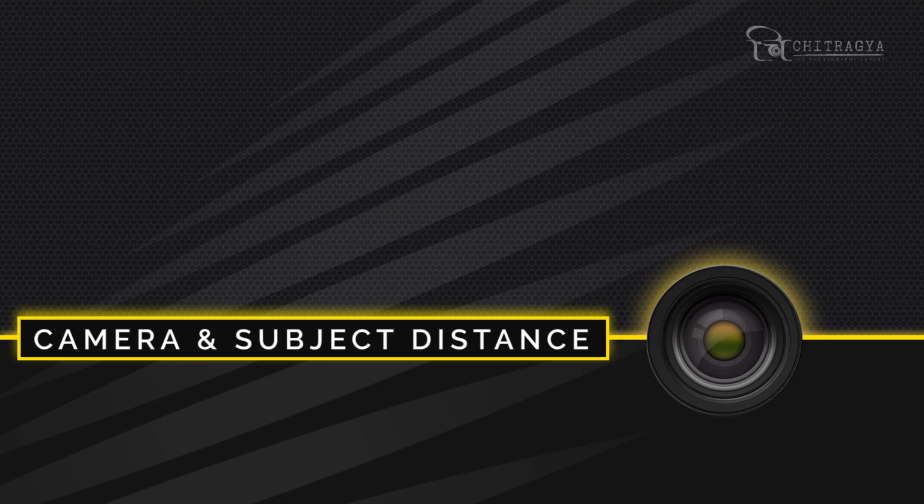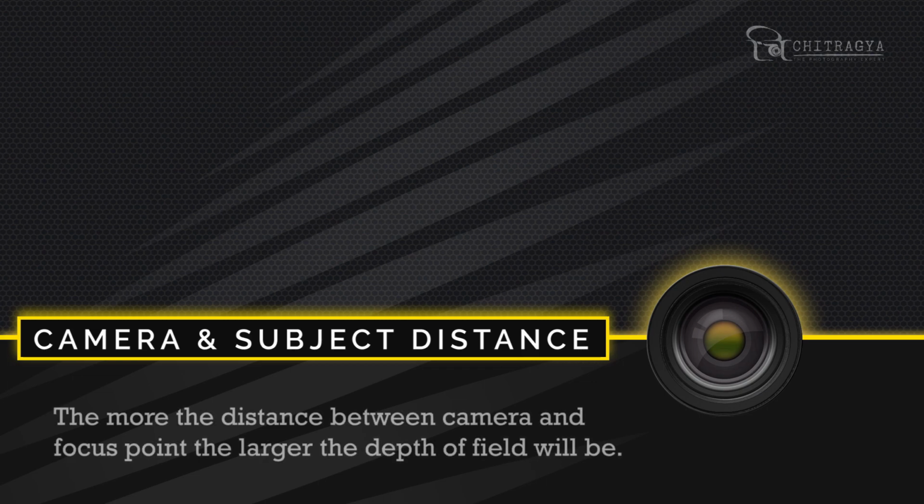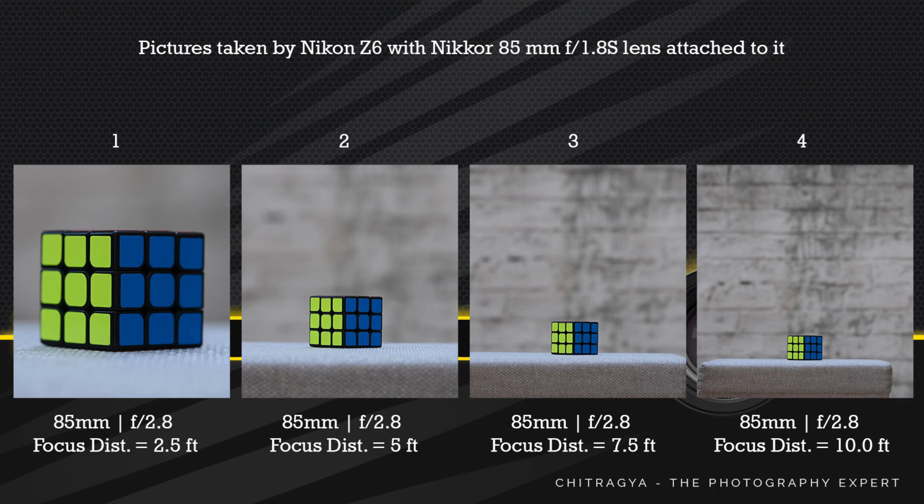Moving ahead, let's discuss the second factor that affects DOF, camera and subject distance. Simply put, the more the distance between camera and focus point, the larger the DOF will be. Let us understand this with two setups. In the first setup, I have kept my camera settings constant and only changed the distance between my camera and subject. In the first photo, notice only the tip of the cube is in focus.